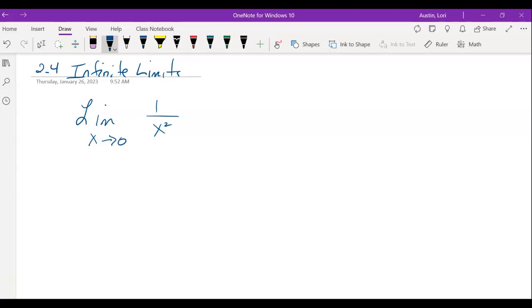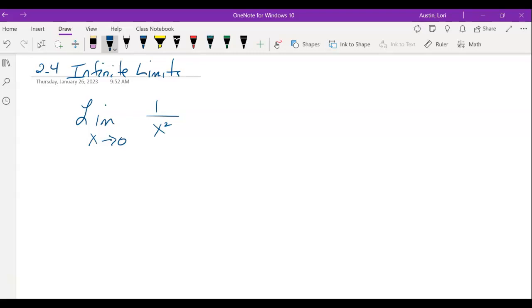Okay? So, when I look at this limit, I can't plug in 0, right? Not going to work. So I can't figure it out that way right now. And there's no factoring you can do. There's no complex fraction, there's really no manipulation you can do to this. So what we need to do is think about this one. I want you to think about what happens, because it's clearly not defined at 0, right?